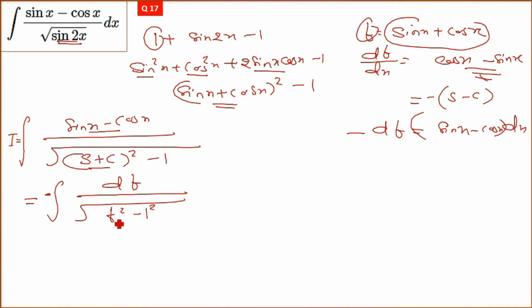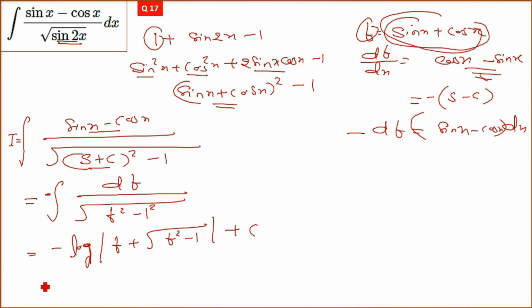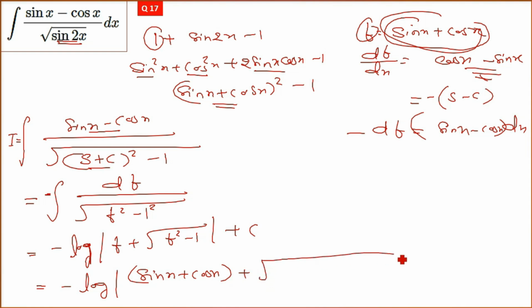And now under root x square minus a square has a simple solution for that. So we have log, negative log, modulus of t plus under root t square minus 1 plus constant of integration. Now this t was sin x plus cos x. So let me write the final answer. I am replacing t by sin x plus cos x just now. So it's sin x plus cos x plus under root.